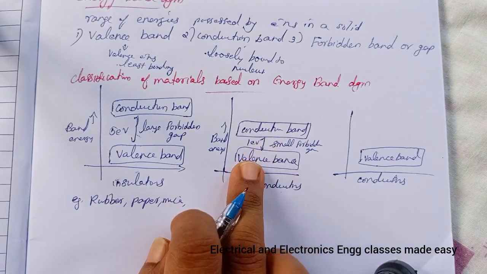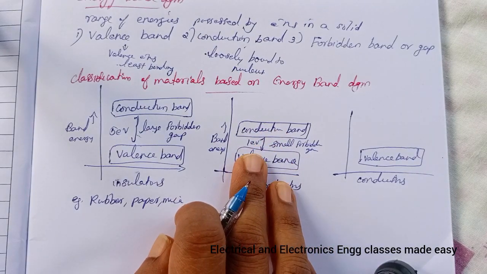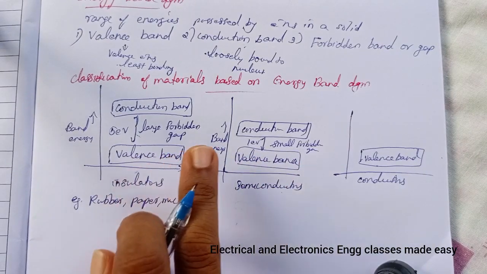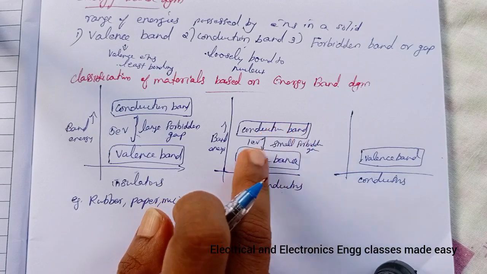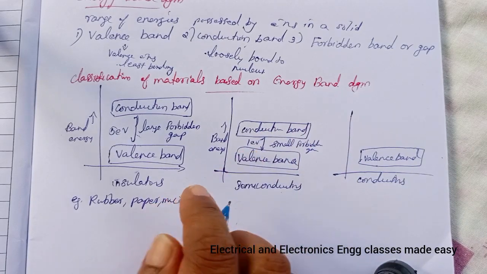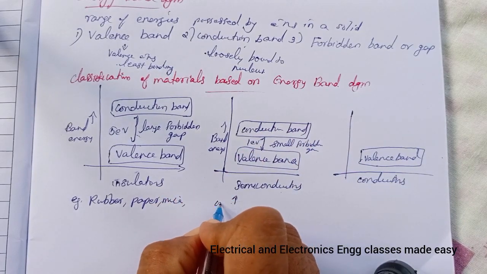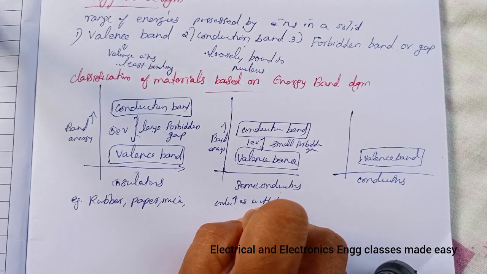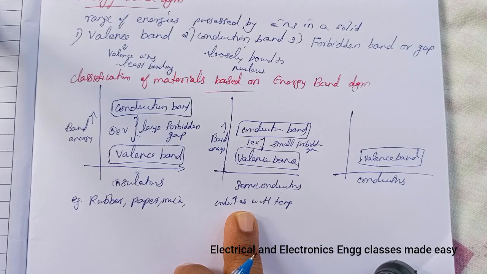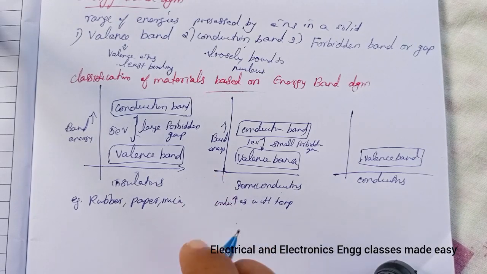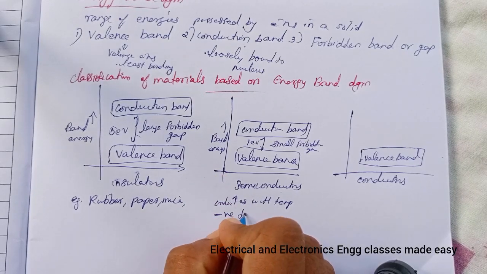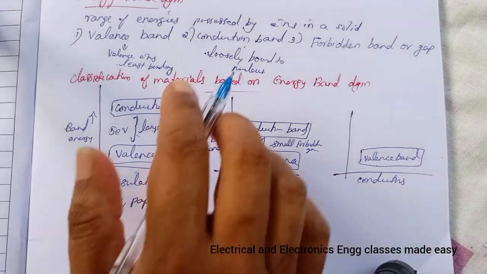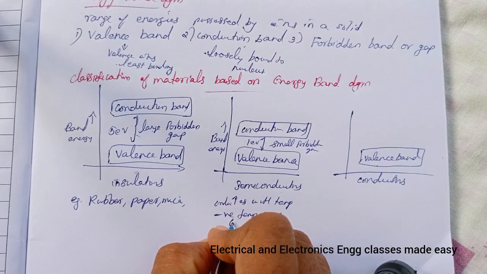Therefore, a semiconductor virtually behaves as an insulator at very low temperature, and conductivity of semiconductors increases with temperature. So, conductivity increases with temperature, and they have negative temperature coefficient of resistance, and examples are germanium, silicon, etc.